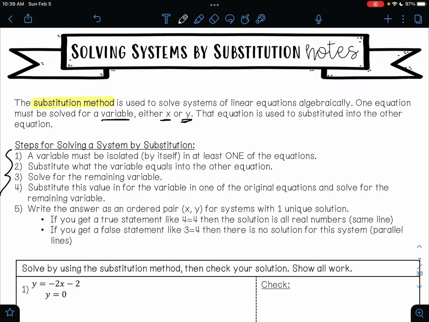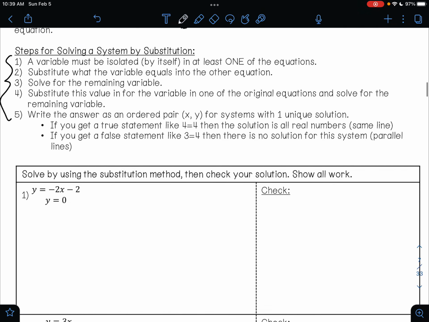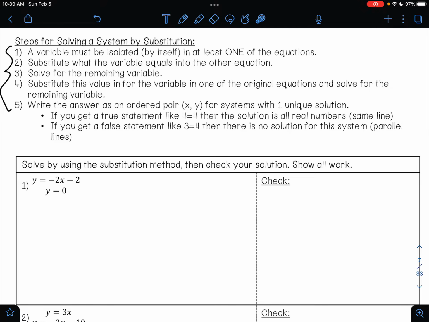So here we have the steps for solving a system of equations using the substitution method. I'm going to work through each of these steps in our examples today, and they're going to make more sense. But the important thing to look out for is a variable must be isolated. That means it needs to be by itself in at least one of the equations. You're then going to take what that variable equals and plug it into the other equation. Step 3, you're going to solve for that variable that's left, and then you'll take that answer, plug it into one of the original equations, and get the other number, because you have one for x and one for y.